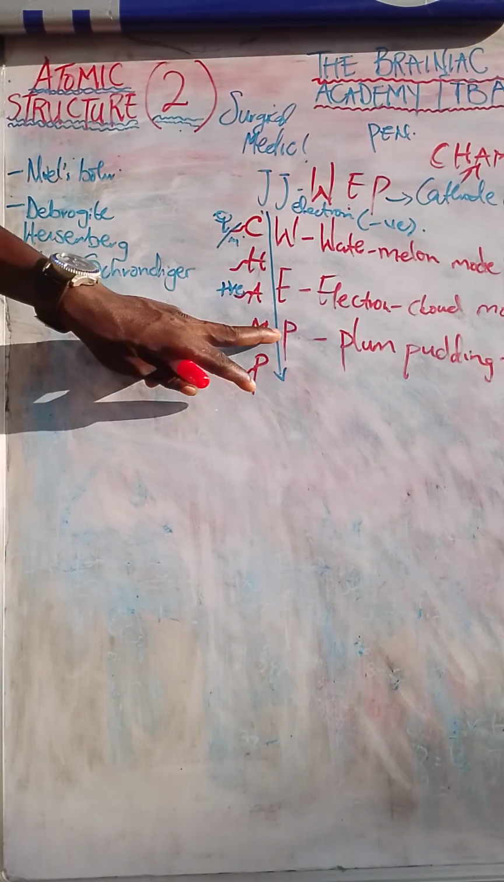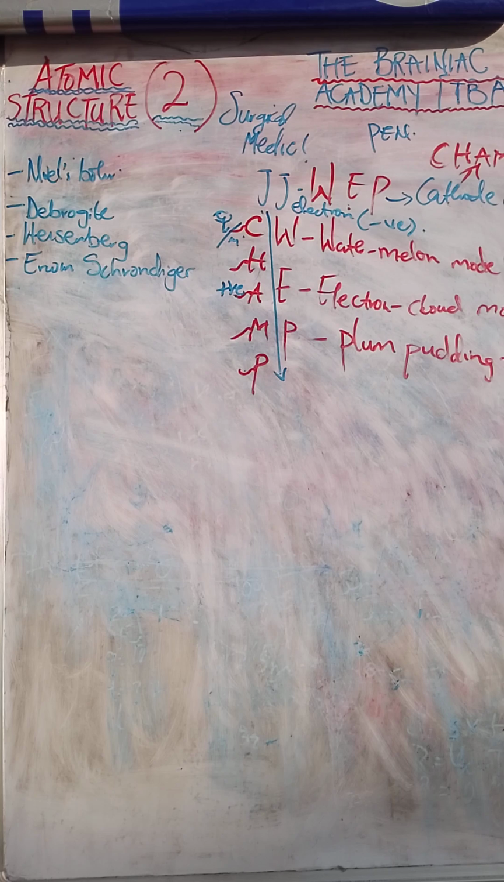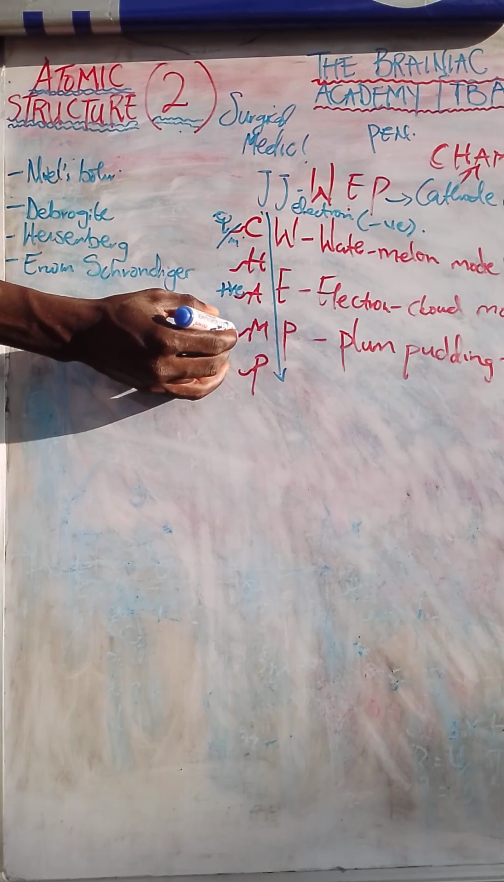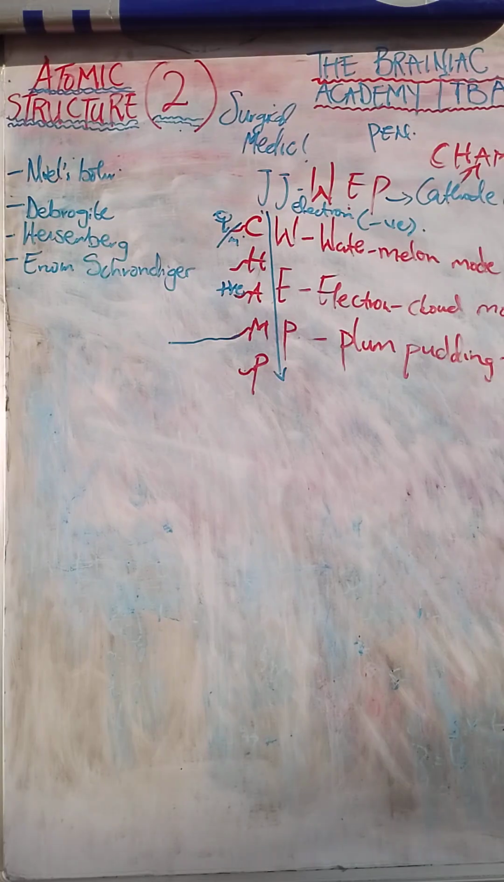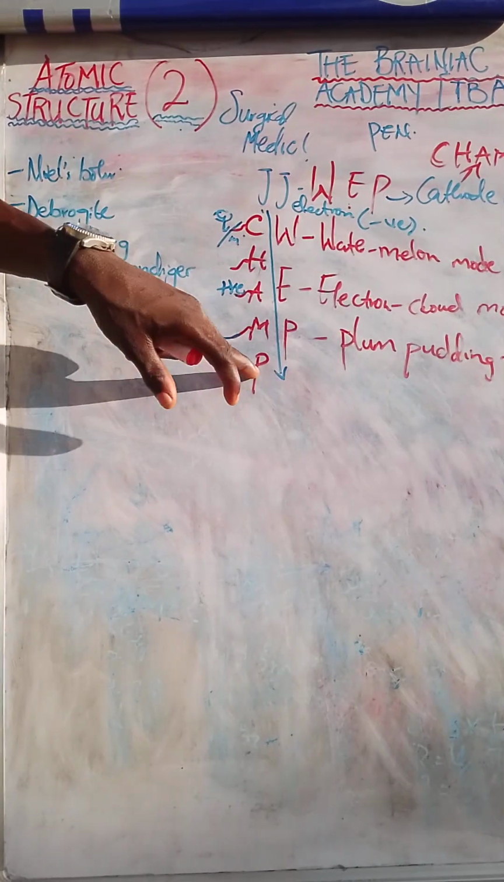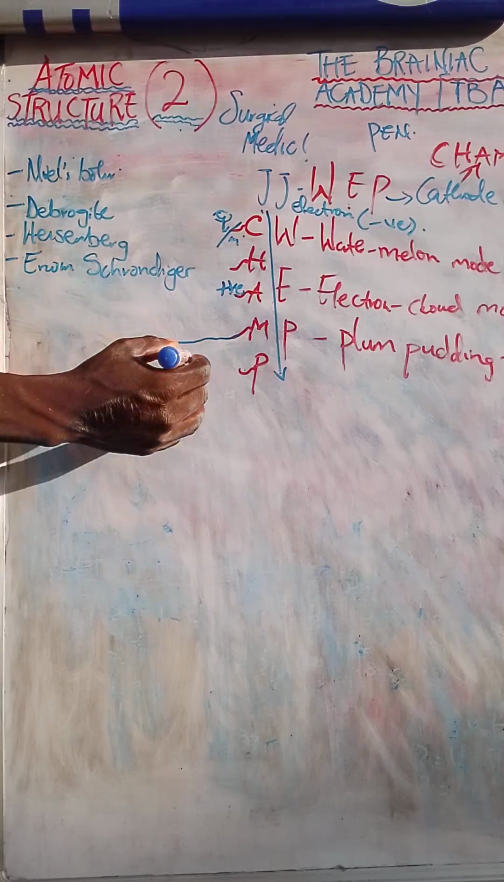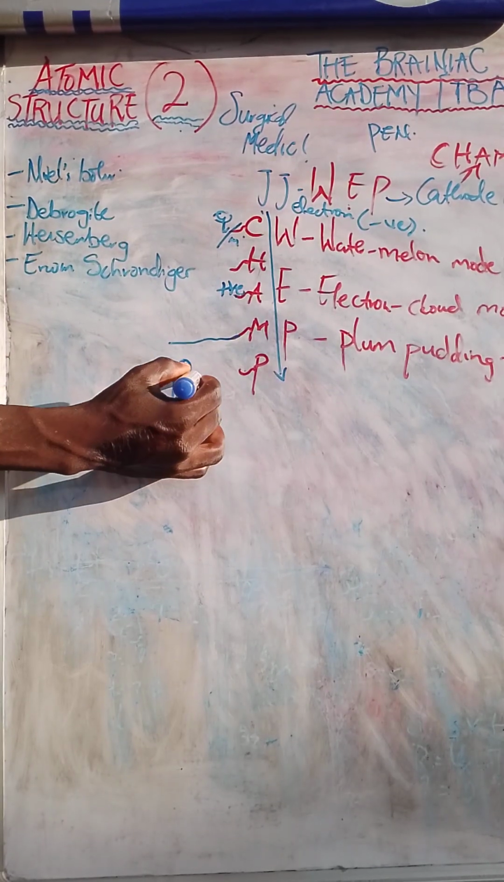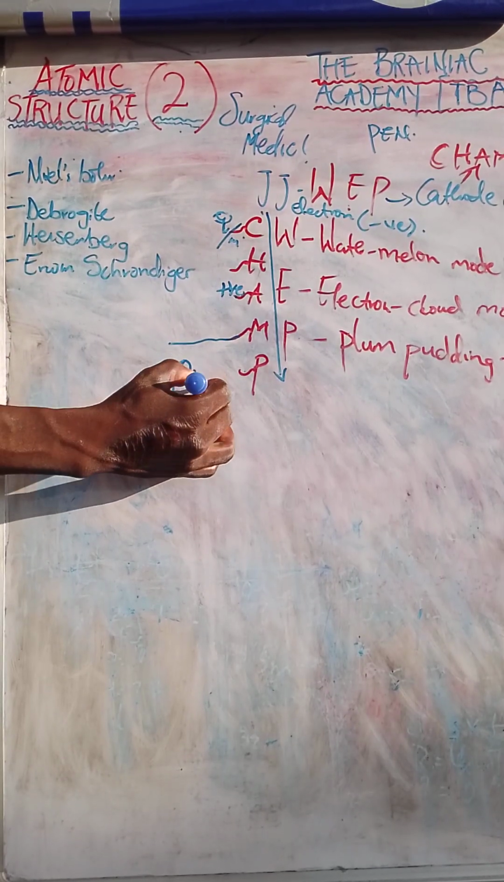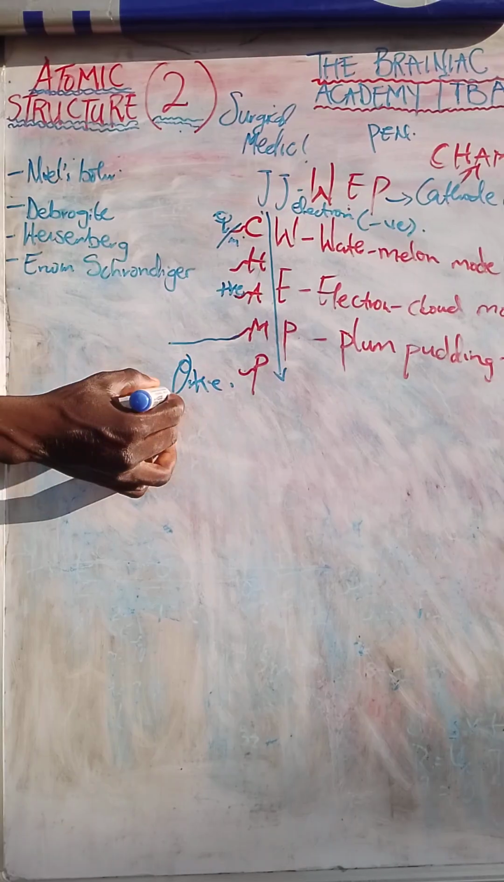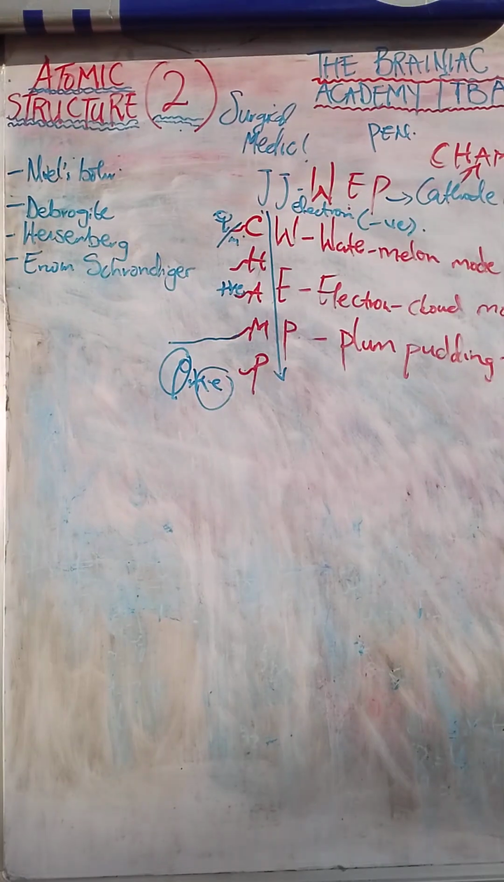Now your M there is telling you that these rays are moving on a straight line. Are you with me? Then P there is telling you that they possess what? Momentum and kinetic energy. They possess momentum and kinetic energy. So this is just a quick recap.